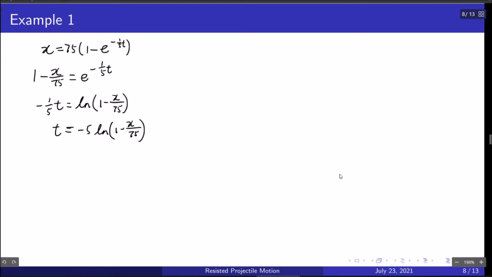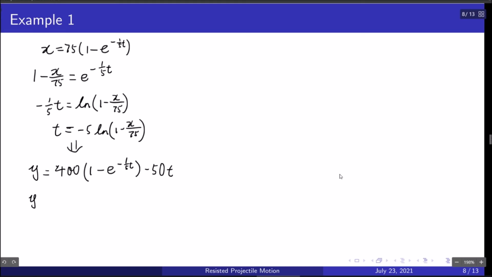So we substitute all of this into y equals 400 times 1 minus e to the negative 1/5 of t, minus 50t.